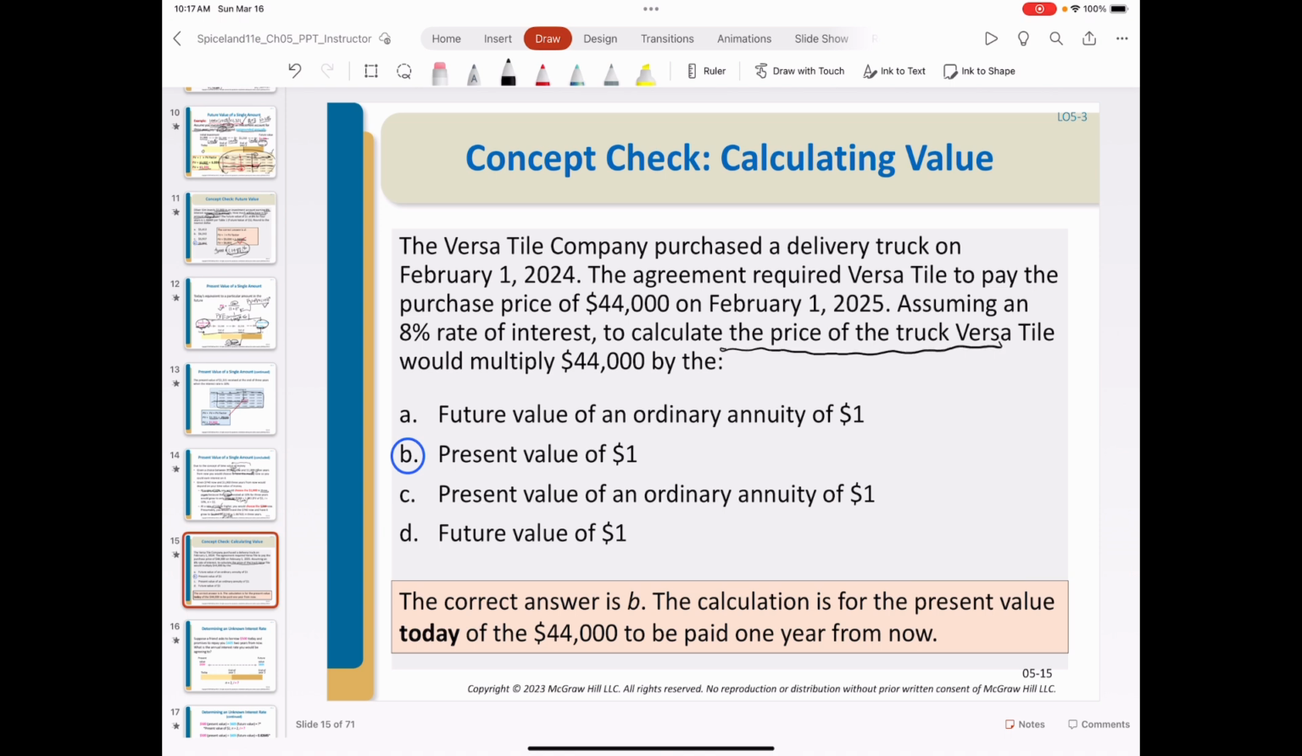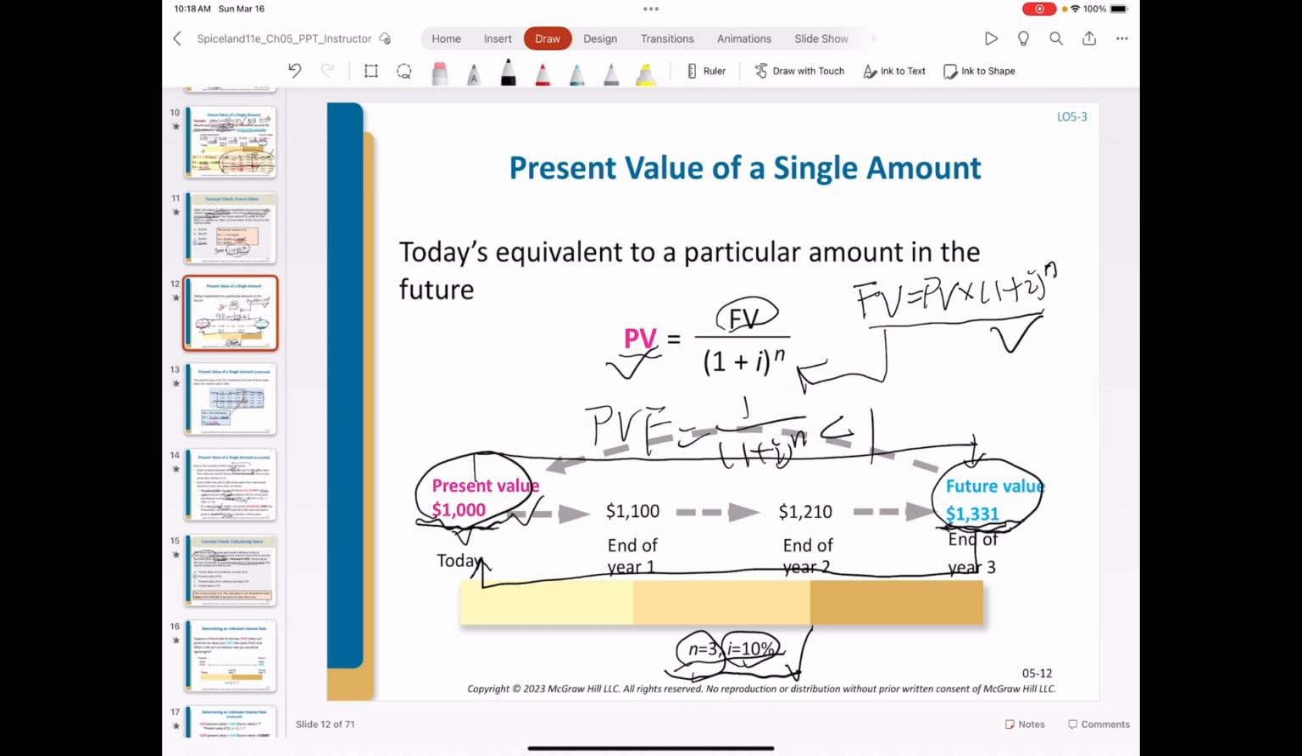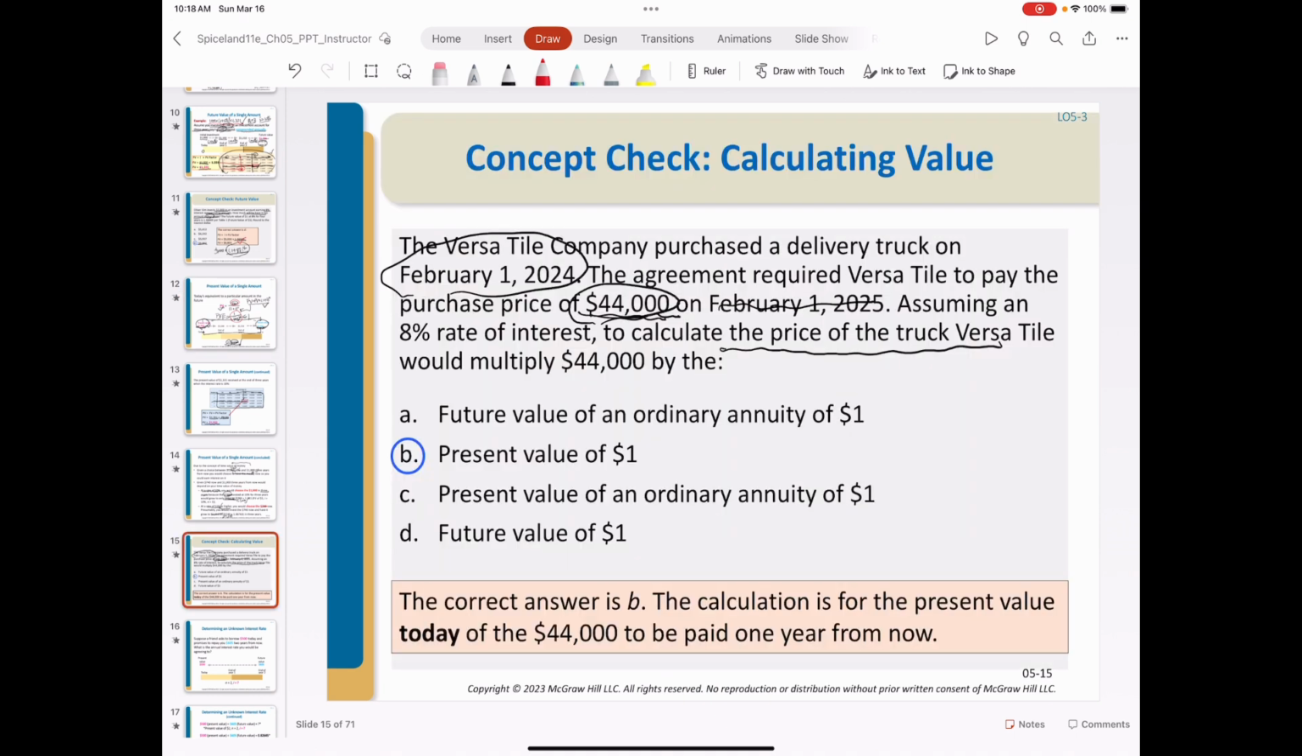So based on this agreement, we are asked to calculate the price of the truck. The price of the truck is actually the price on February 1st, 2024, which is unknown. But we know the company can pay $44,000 next year. So $44,000 will be the future value. So we should discount this cash flow, or calculate its present value. So we should use the future value based on this formula, multiplied by the present value of $1 factor. The answer will be B.